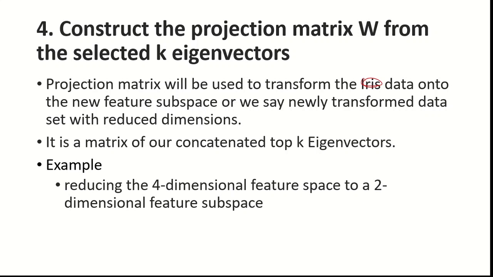reducing a 4-dimensional feature space to a 2-dimensional feature space. That is an example. We have to reduce 4D to 2D. So what happens is we list out all the eigenvectors: eigenvector 1, 2, 3 like that, suppose it has 3 or 4 eigenvectors. So we choose the top 2, because we want to reduce to 2. If you want to reduce to 3 dimensions, we have to choose the top 3 in that way.